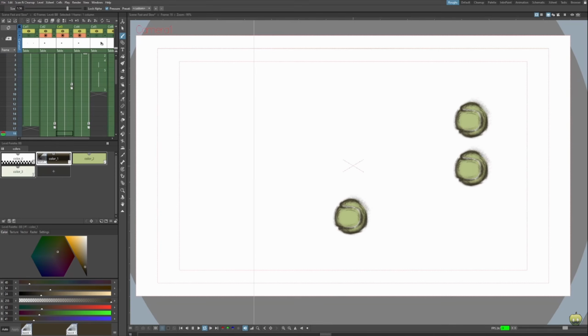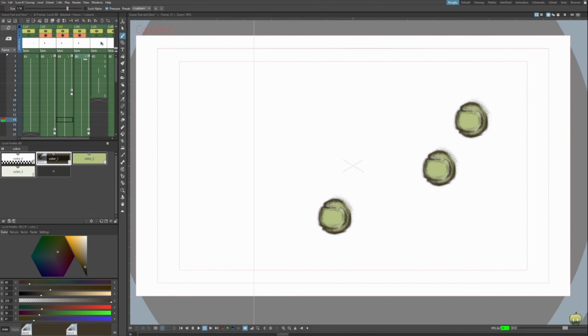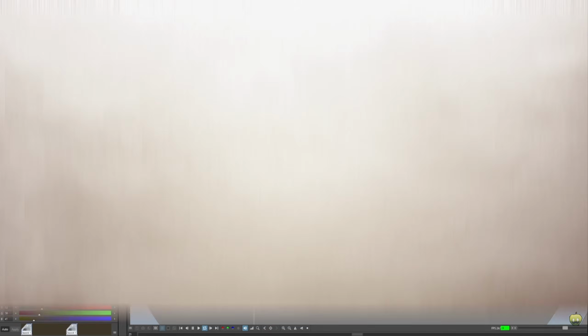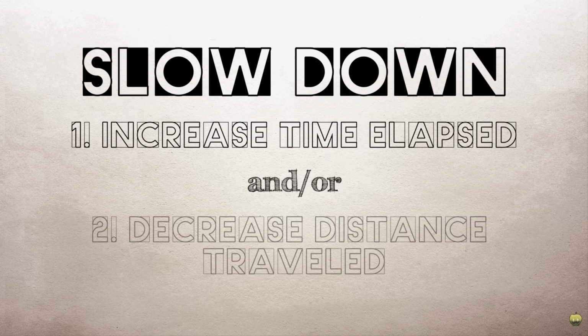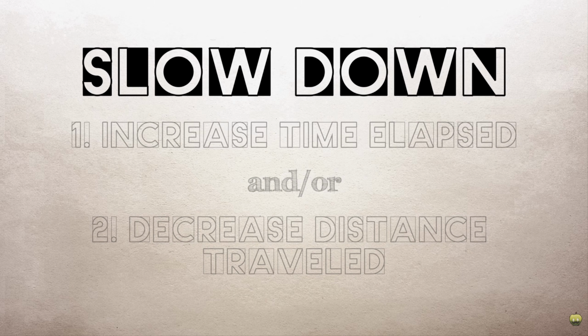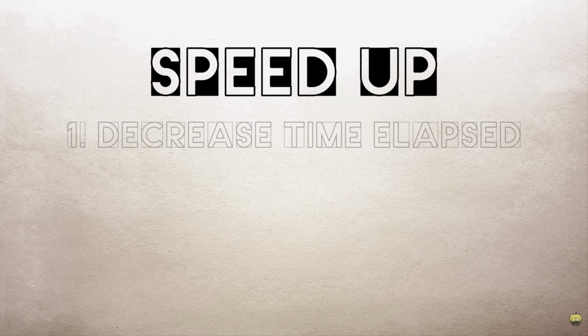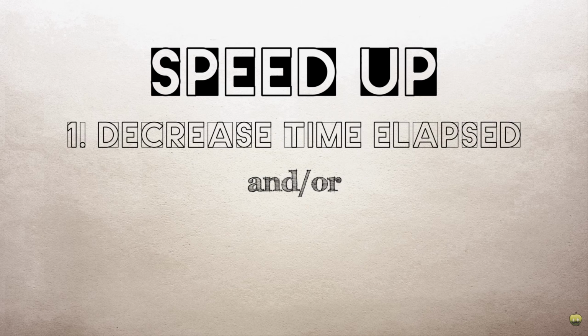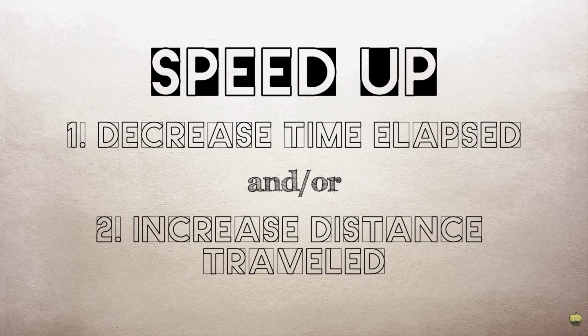So how do we speed up or slow down an animation? Here's a rule you can remember. To slow down a movement, you can increase the timing or decrease the spacing. Basically, you make the action take longer to happen or make the action cover less distance. Now, to speed up a movement, you can decrease the timing or you can increase the spacing. Basically, you make the action take less time to happen or you make the action cover more distance.